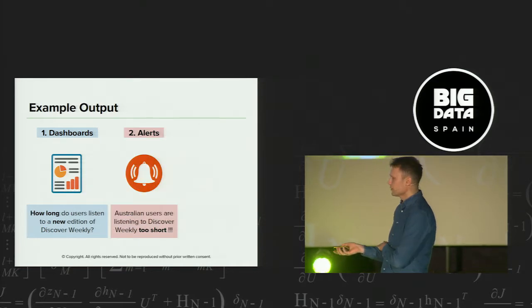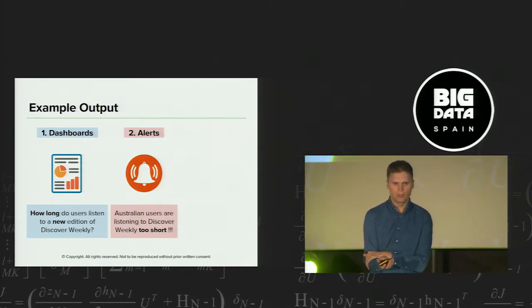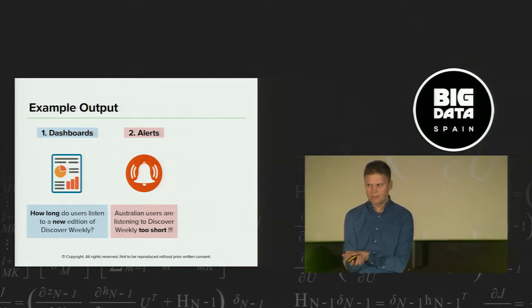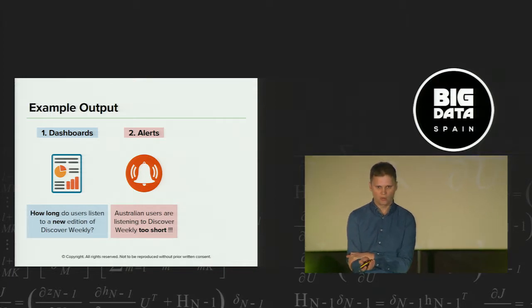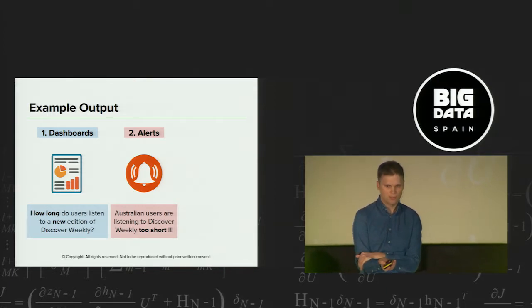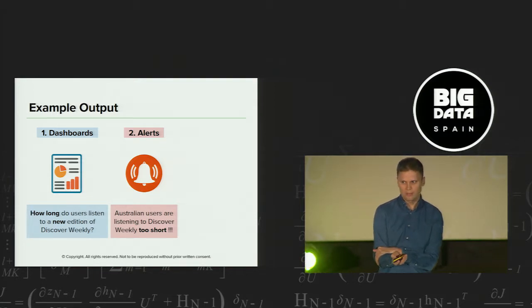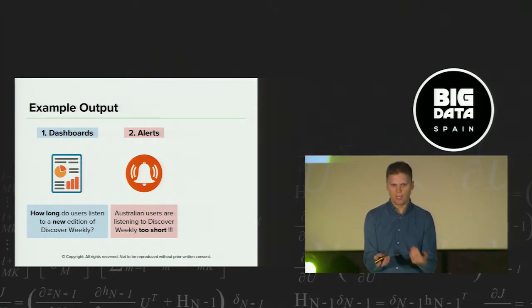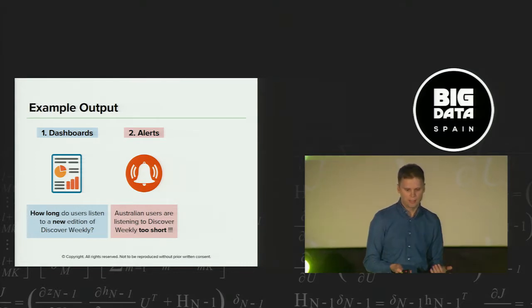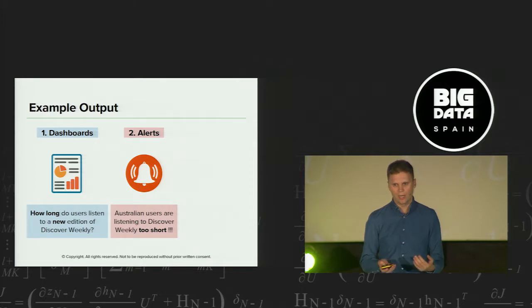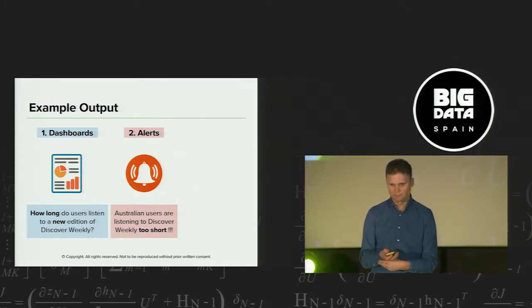It also makes sense to send an internal notification or maybe an alert when those metrics change dramatically. For instance, if we notice that Australian users are listening to Discover Weekly not as long as they usually do, then we can send an internal notification so that someone can investigate that case and maybe solve the potential problem before European or American users wake up.